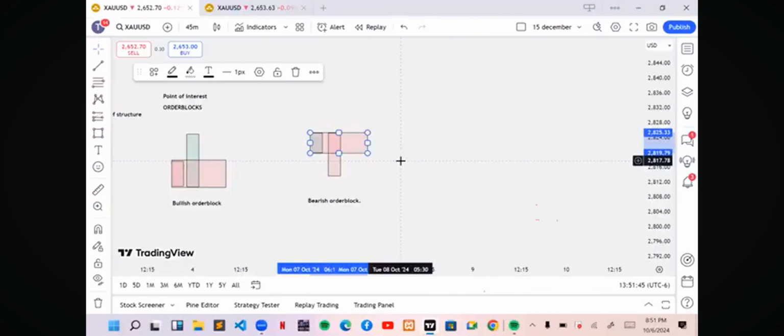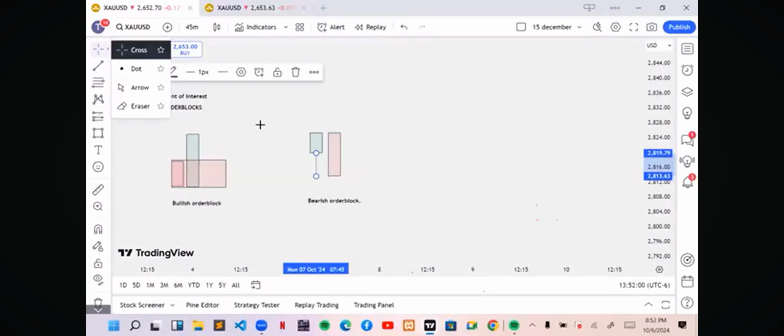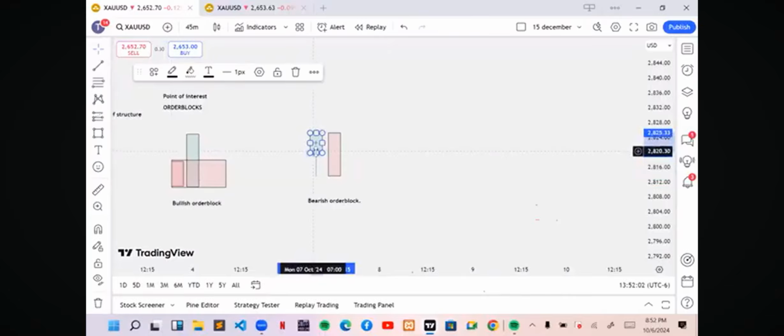Now, most people also ask, because I already know what's in your mind, what if there are wicks in the order block? How do you pick an order block if there are wicks in it? So, for example, let's say this was a bearish order block, and this is the wick, and this is how the candle is. This is a wick, this is the candle, and this is the wick.